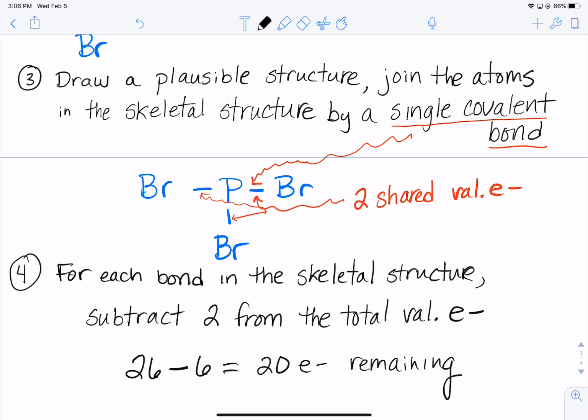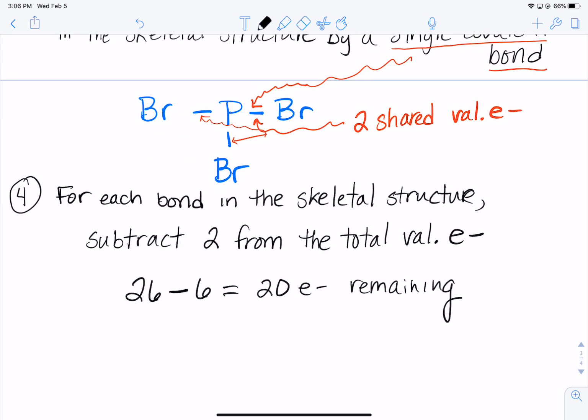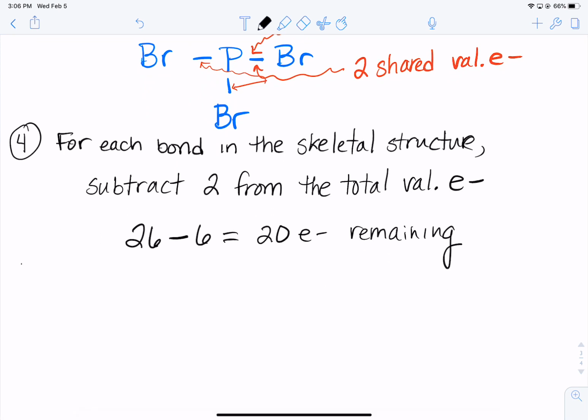Where'd that 6 come from? 2 times 3. There's 3 little lines up there. There's 3 bonds. Yeah, good. Each one representing 2 electrons. So now what do we do with those remaining electrons?